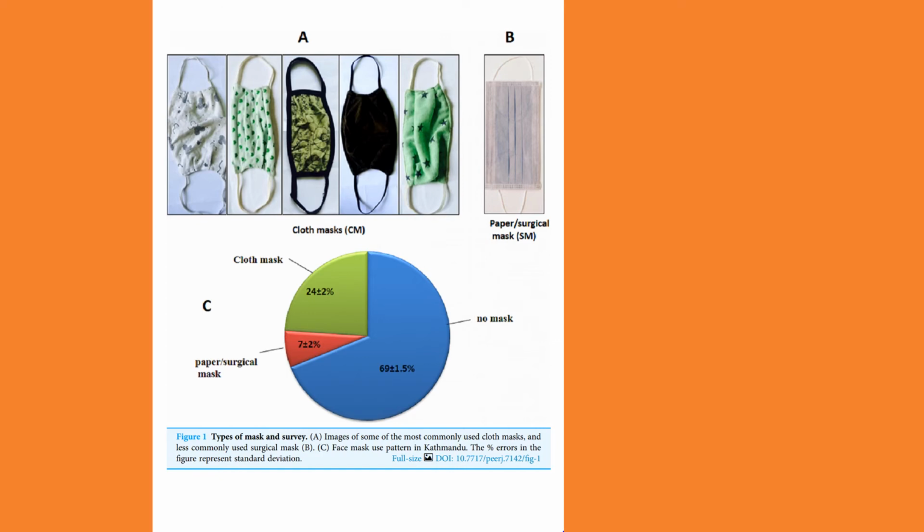As you can see in the graph, around 24% of the population uses a cloth mask, around 7% uses a paper surgical mask, and the other 69% uses no mask. In case you don't know, the plus or minus 2% is a degree of uncertainty associated with each percentage. That is something you learn in statistics, which is a very useful class for science. So here is figure 1. So let's go ahead and go on to figure 2.